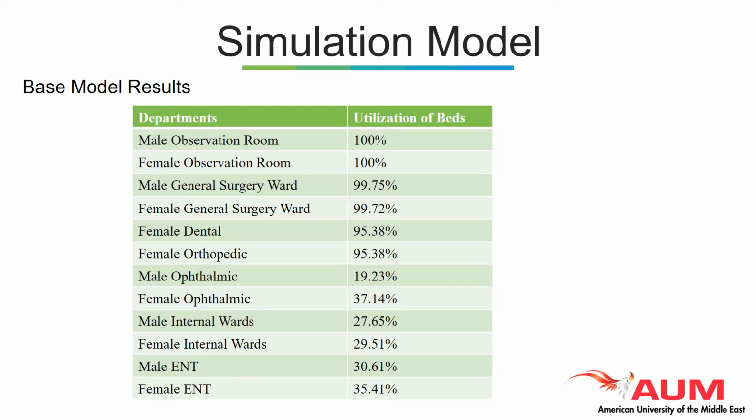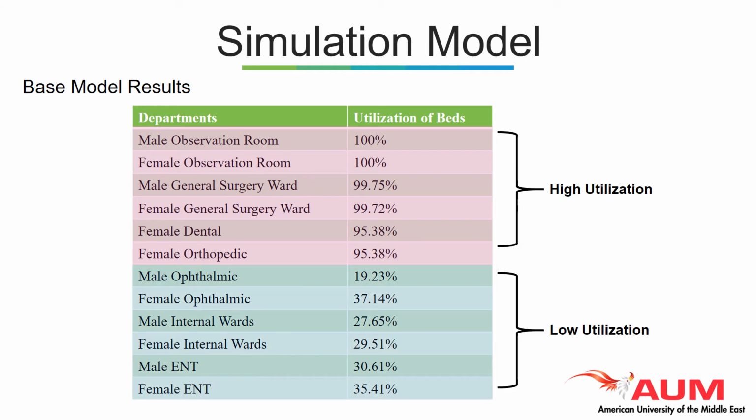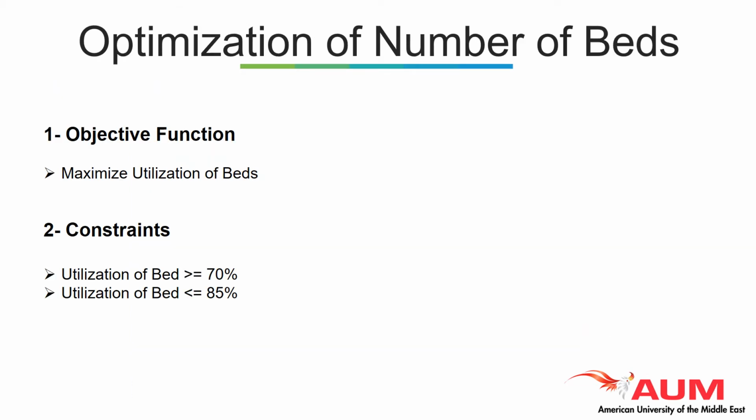So after modeling the system, we got the base model results. Here we noticed that there are departments with a very high utilization of beds and departments with a very low utilization of beds. This showed that there are departments in the hospital that have an insufficient number of available beds, whereas other departments have a sufficient number of beds. So in order to solve this problem, OptiQuest is used to make sure hospital beds and wards are used appropriately.